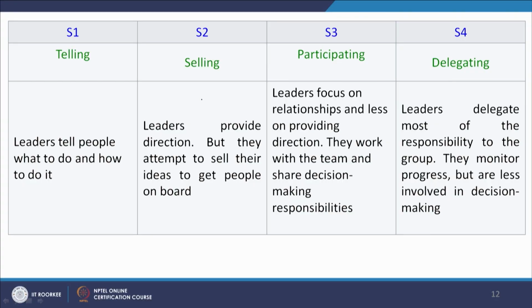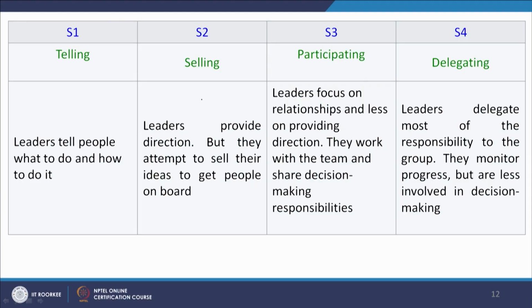So, they have identified 4 expansions of leadership styles, S1 to S4. In S1 it is telling, S2 it is selling, S3 is participating, and S4 is delegating. In S1, that is telling, the leaders tell people what to do and how to do it. That means the members are very much naive to the task, or maybe they are not that skilled to perform the task on their own. So, under such circumstances, the leader has to tell the followers what and how they have to perform.